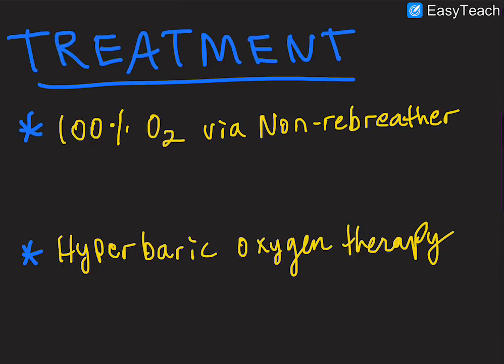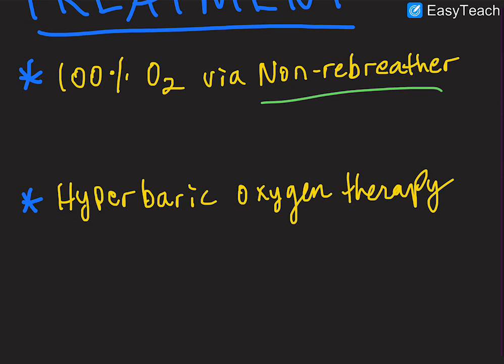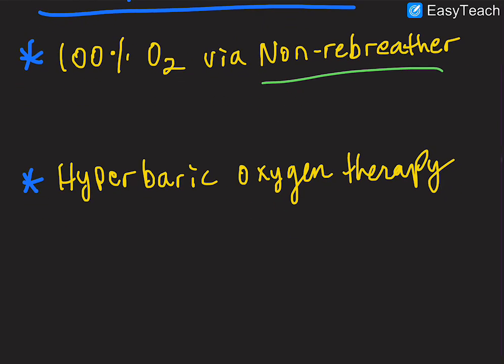Okay. So last but not least, we can go into the treatment, which of course is to give as much oxygen as possible. That would be 100% O2 via non-rebreather, right? And then of course, if you want the best possible treatment along with the oxygen therapy, instead of just normal oxygen therapy, you do it through hyperbaric oxygen therapy, meaning an increased pressure.